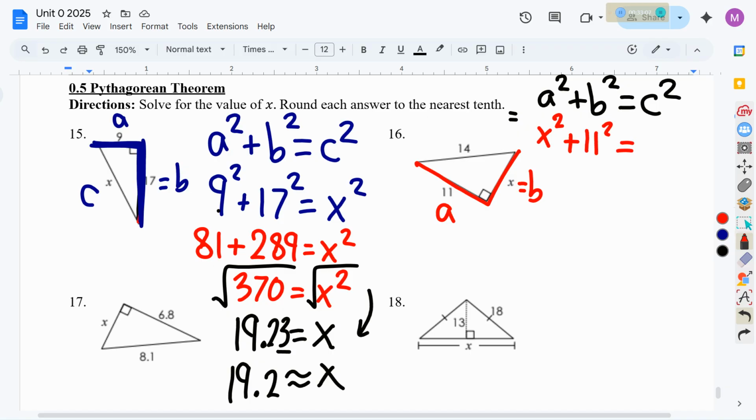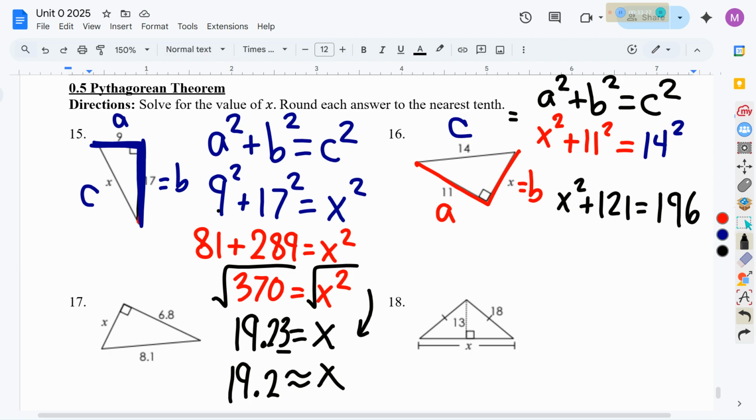Well, that's my a and b. So then c is over here. So that means we have 14 squared right now. Okay, so we can finish up the math by doing x squared plus 121 equals 196, right?